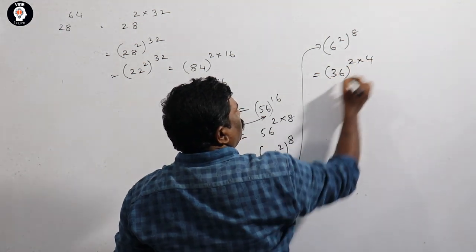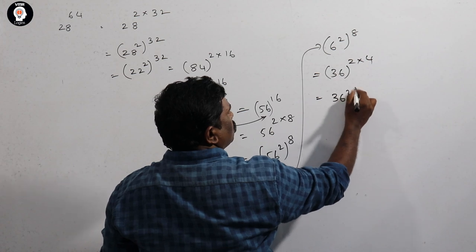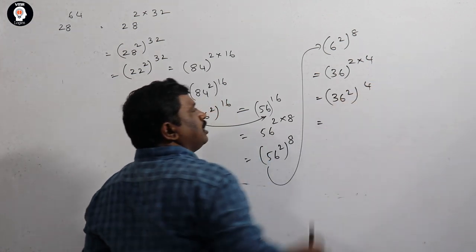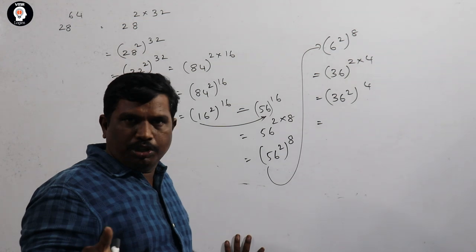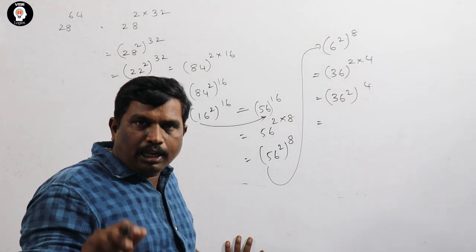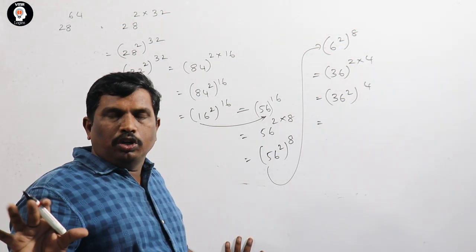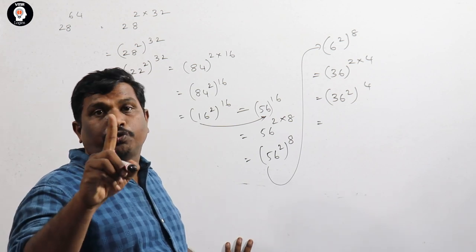8 I am writing as 2 into 4, so this is 36 square whole power 4. I don't know 36 square's last 2 digits directly, and I don't need the complete answer, only the last 2 digits. So 50 minus 36 is 14 square.